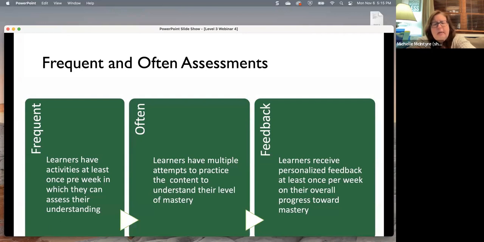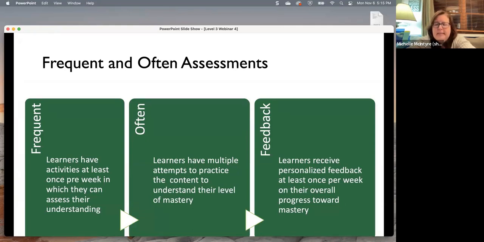So frequent, we're talking about an activity that they can do at least once per week in which they can assess their understanding. Often means that they have multiple tries to take the quiz or do the activities to improve their scores, to get a level of mastery, because that's what we want, right? Levels of mastery. And then they receive feedback from you overall about their growth towards mastery.